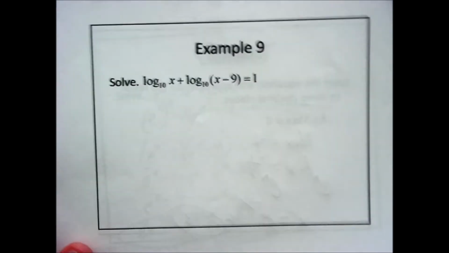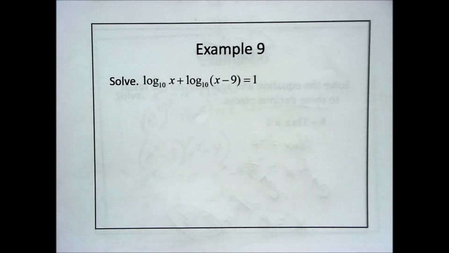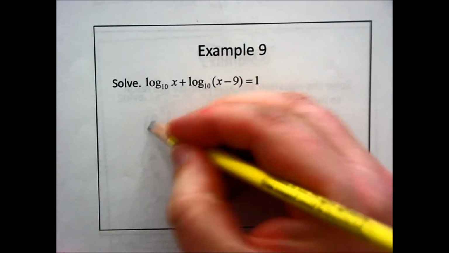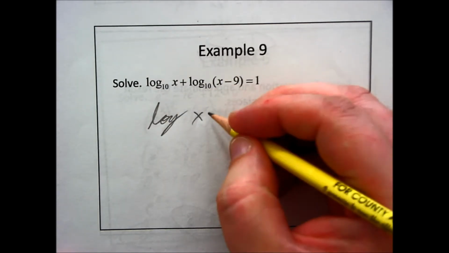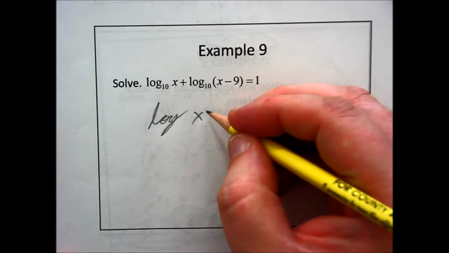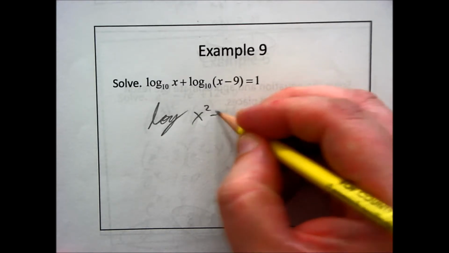Skip that one. That's the same old. Look at this one. Log base 10 of x plus log base 10 of x minus 9 is equal to 1. What do I do first? Consolidate into a single log. Yep. Combine them into a single log. X squared plus negative 9x. I misheard what you said. X squared plus negative 9x.